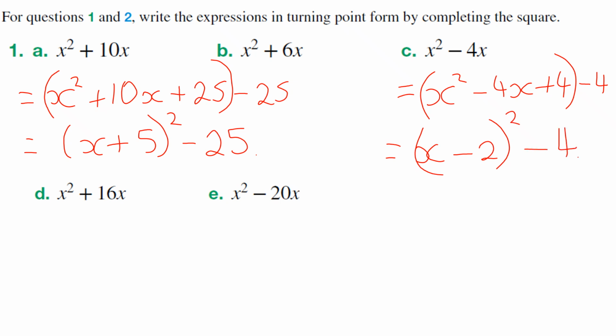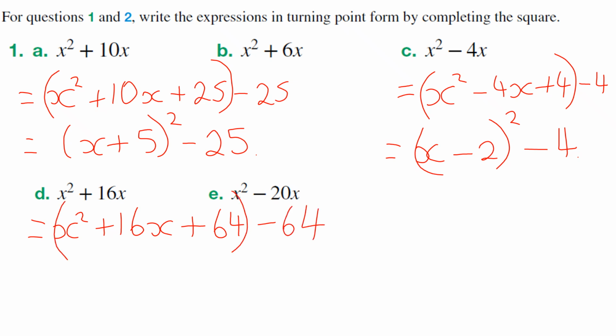Let's practice one more. x squared plus 16x down here. Half of 16 is 8, and we square it to get 64. So we add 64 to complete the square. We take it away. We'll put our brackets here to make it really clear what we're doing. We do x plus 8 all squared minus 64.